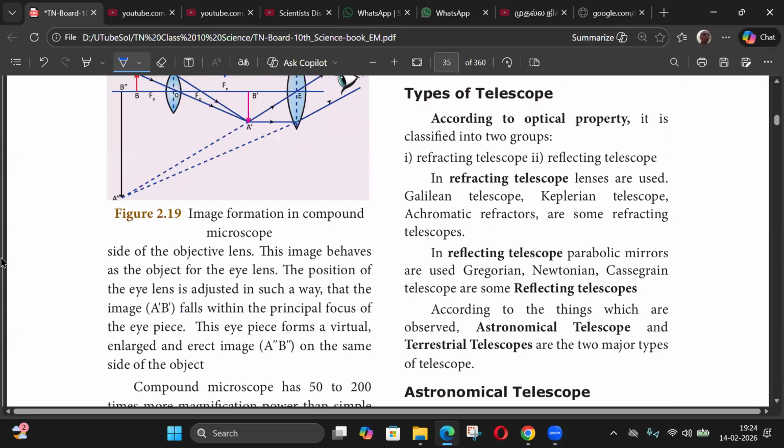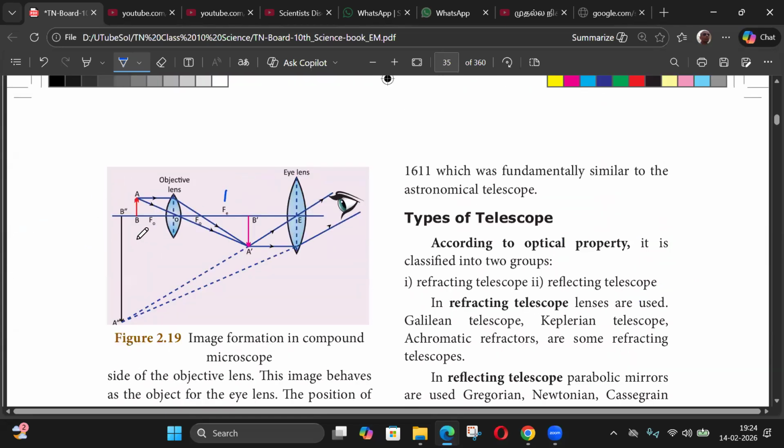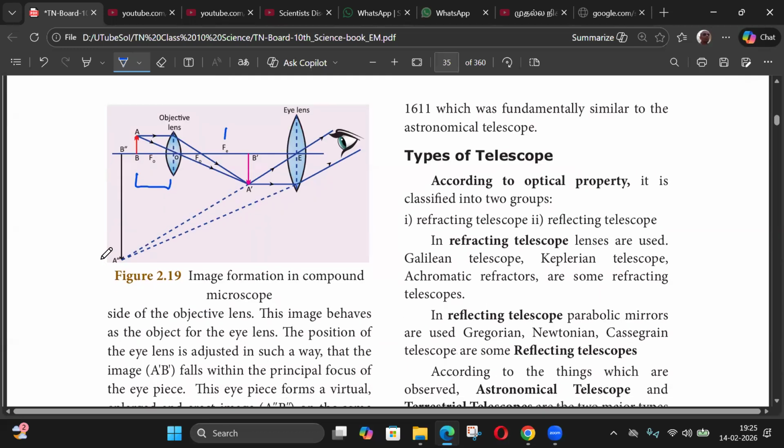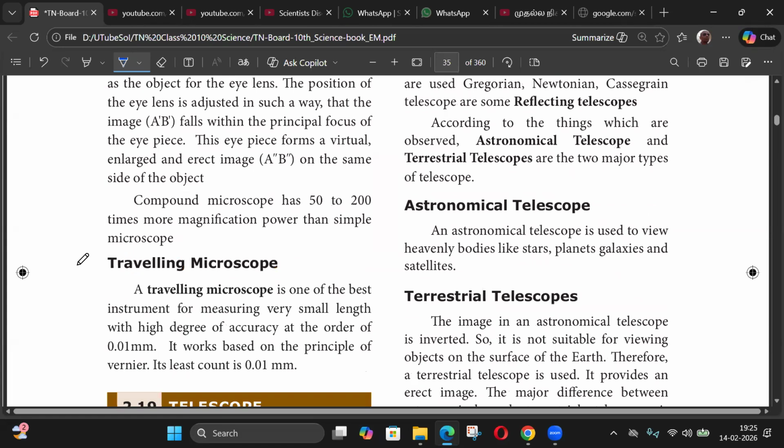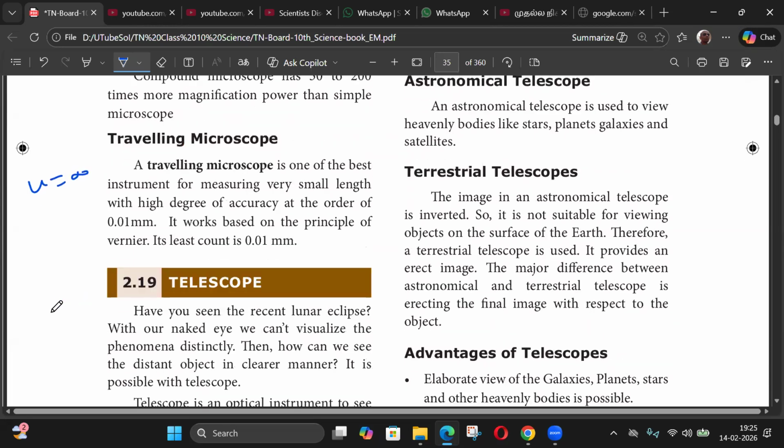Telescope. For a microscope, this distance will be a finite distance, like the microscope we have in the lab, where whatever you want to see will be at a short distance. But if you want to see far away objects like the stars in the sky, their u is very large. u is infinity. Telescope.